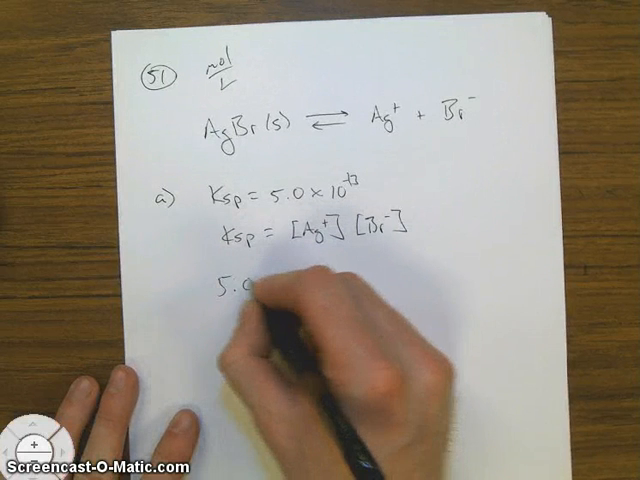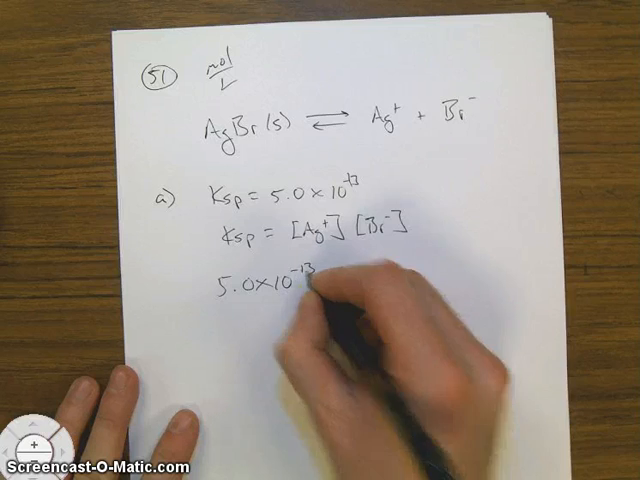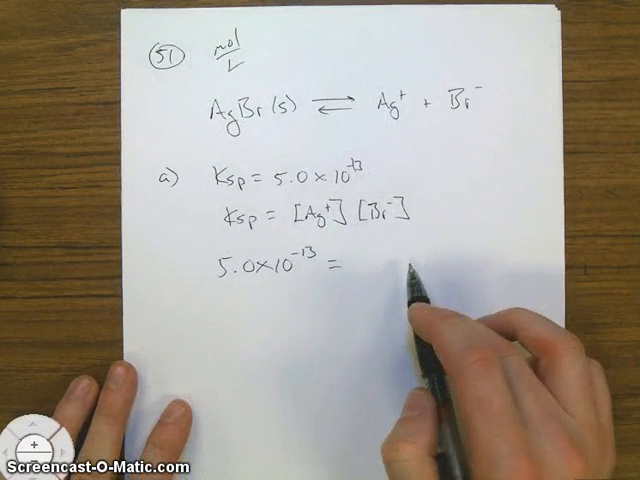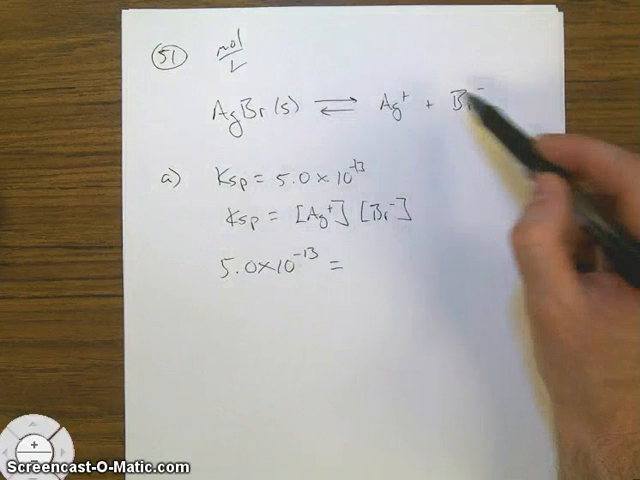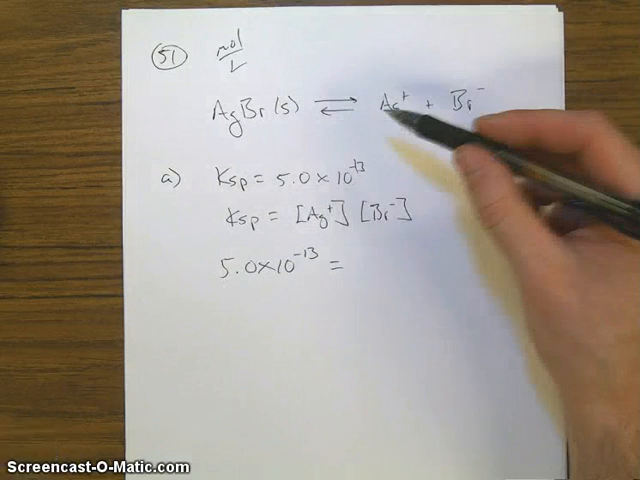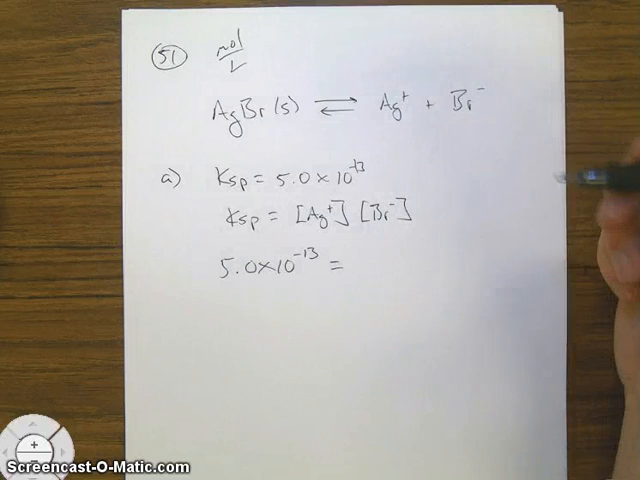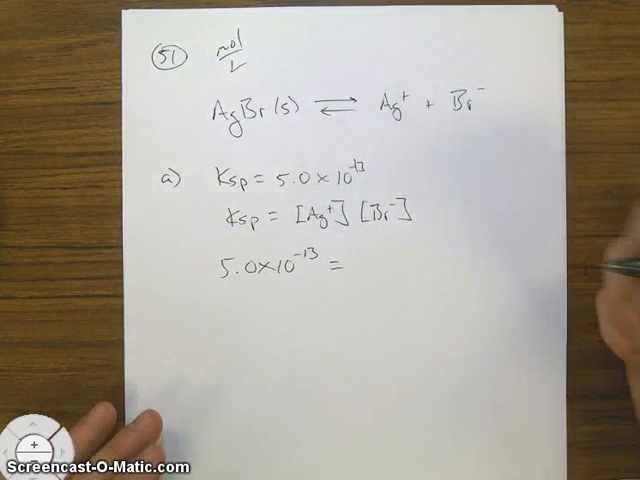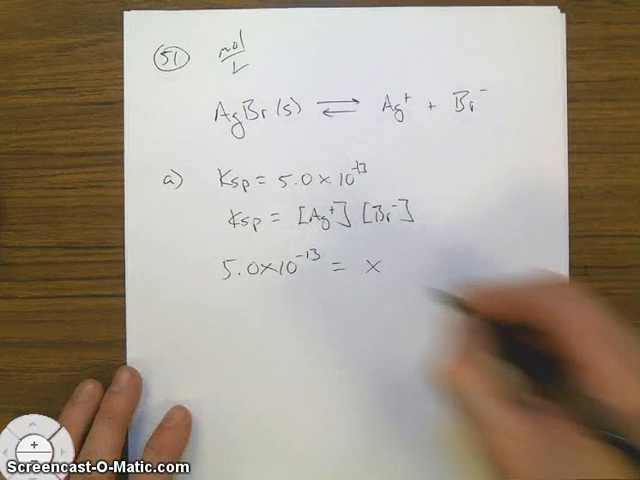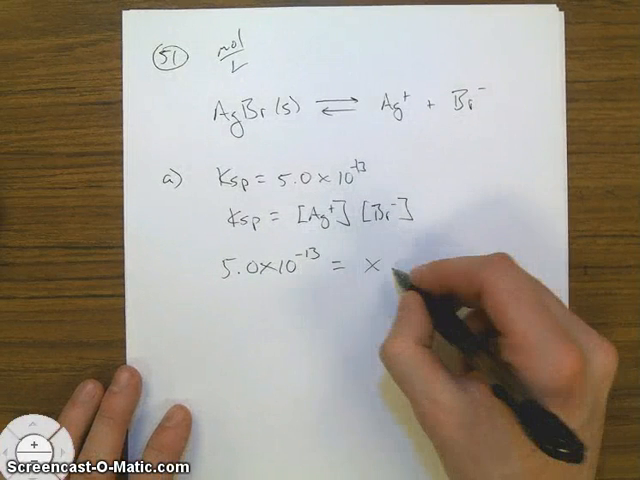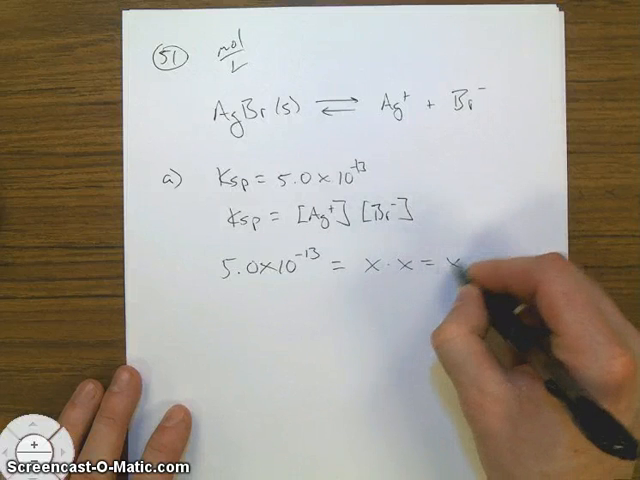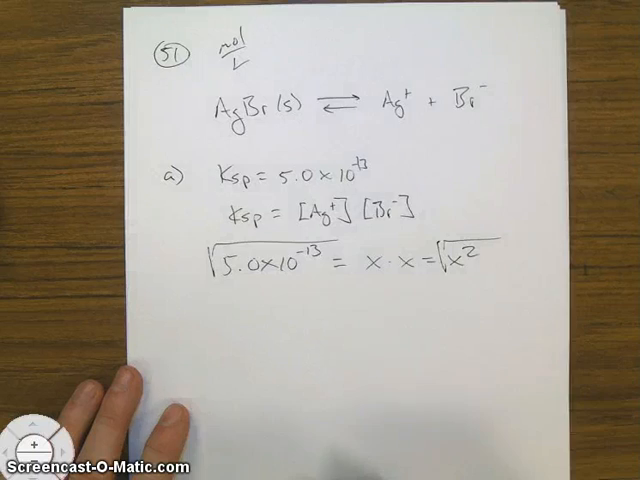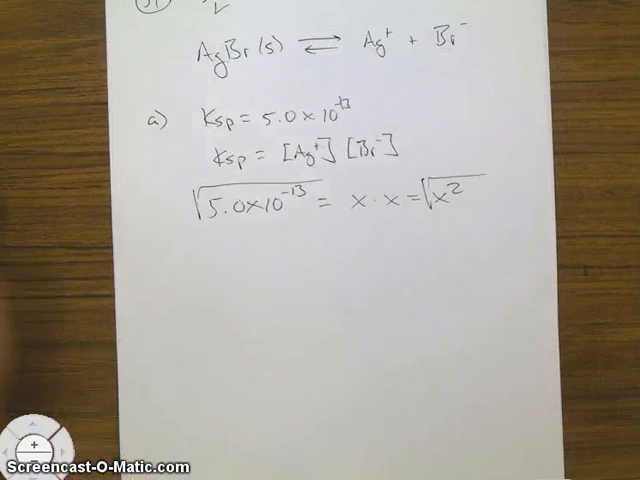5.0 times 10 to the negative 13th is equal to the concentration of silver ions times bromide ions. Now the convenient thing is they're in a 1-to-1 ratio, meaning however many silver ions I have in my solution is equal to the number of bromide ions at the same time. So I can set that as a variable we'll call x. Since silver is x and bromide's x, it's x times x, which is x squared. So you obviously take the square root of your solubility product constant.